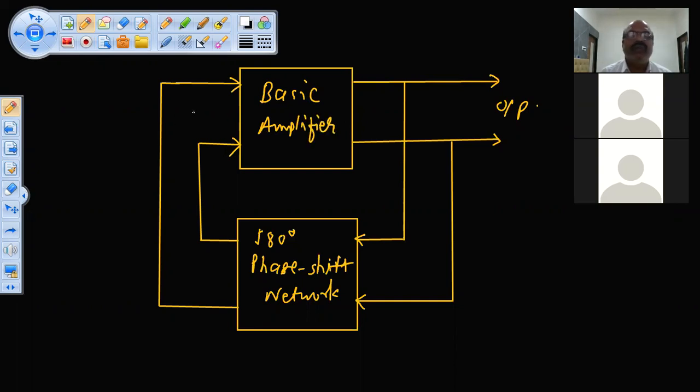So whatever is the signal here, this signal gets amplified, but there is a 180 degrees phase shift. This signal gets amplified, no doubt. And this same signal is applied here. It is again 180 degrees phase shifted by the phase shifting network. So you get the original signal. Of course, a very small fraction of that signal is fed back.